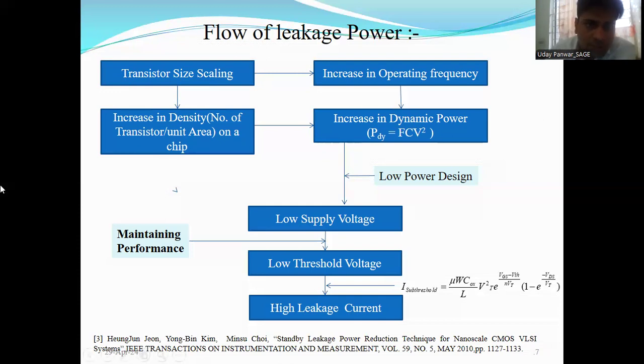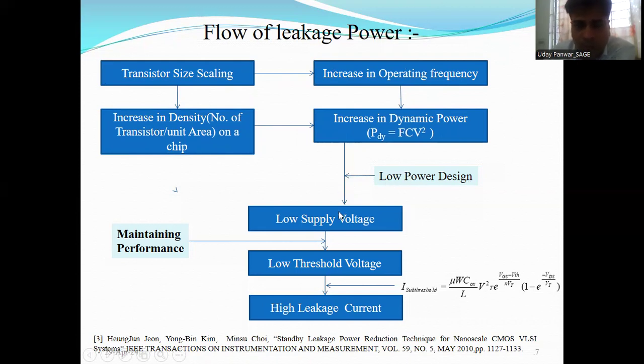As the transistor size is scaling, we directly increase the density of the transistor, meaning the number of transistors per unit area of the chip increases, and at the same time we also increase the operating frequency because we want faster devices in the future. So we cannot control the frequency and the size, which increases the power density. All these things increase the dynamic power dissipation due to the proportionality of f C V square. So what is the solution? The solution is low power design.